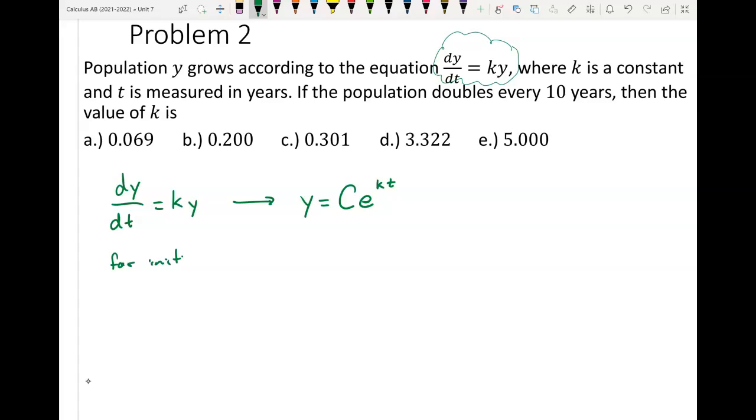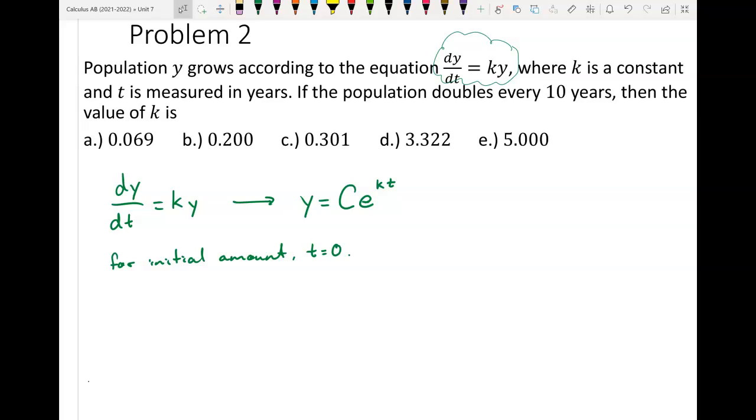For initial amount, what would t be equal to at the initial amount? What do you think? That would definitely be equal to 0. We'll pause just a second. When we're looking for initial amount, t is going to be equal to 0. Does that make sense? If we're at time t equals 0, that's the initial amount. That's the first amount that we have before anything happens.